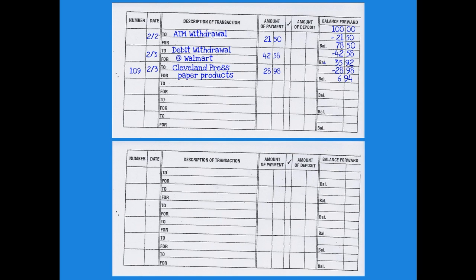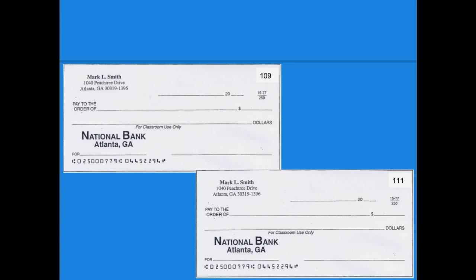Okay, so now that we've entered this check number 109's information into our register, we actually have to write out the check. So find check 109. Again, the check number is in the upper right-hand column. And you're going to write the date here on the date line. So February 3rd, 2015. I will just keep it 2014. Pretend this is last year.